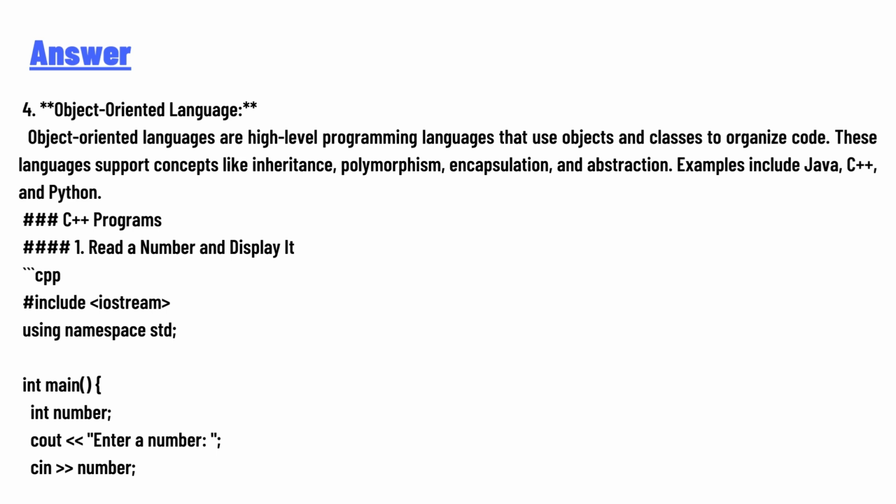Fourth, object-oriented language. An object-oriented language is a high-level programming language that uses objects and classes to organize code. These languages support concepts like inheritance, polymorphism, encapsulation, and abstraction. Examples include Java, C++, and Python.